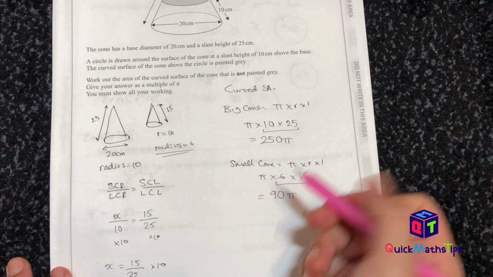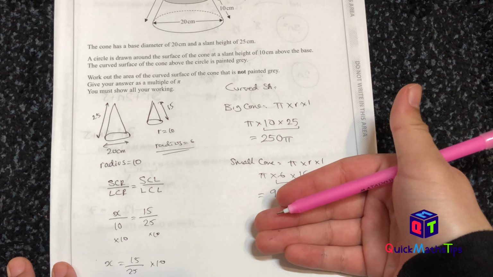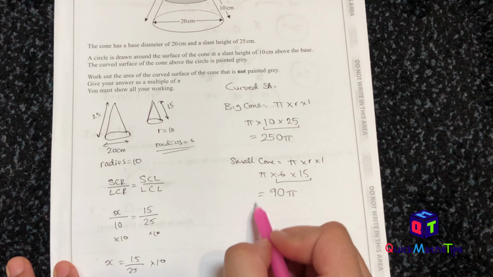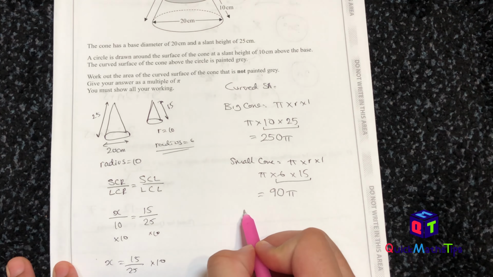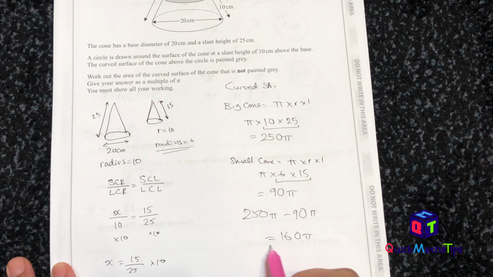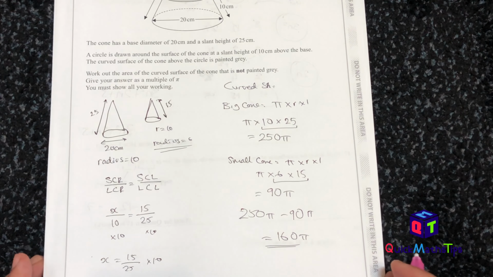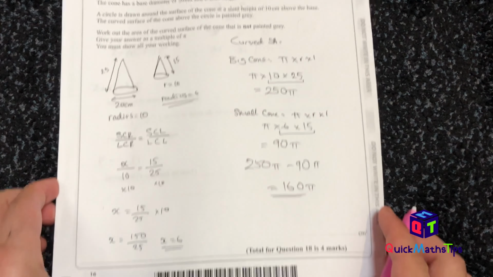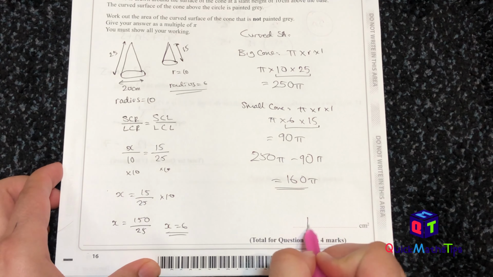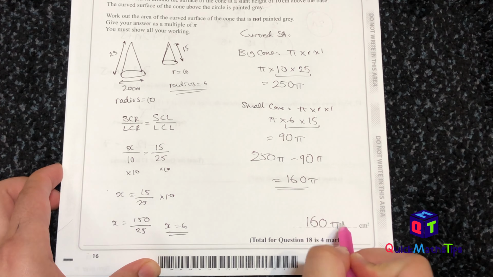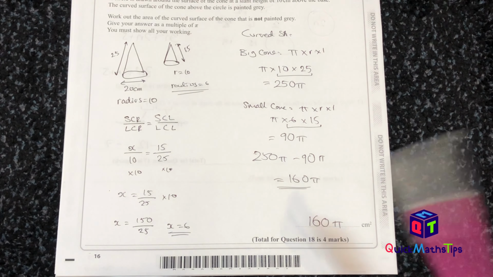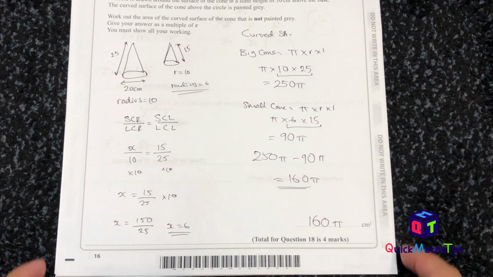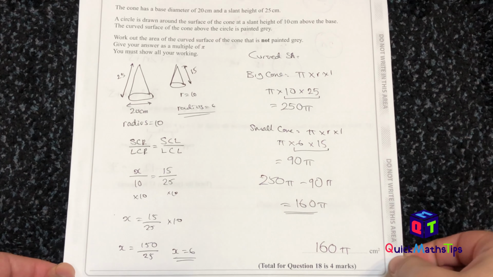Okay? Now again, I do the big cone, take away the small cone in order for me to work out the leftover area. So I'm going to do 250 pi, take away 90 pi. And I'm left with 160 pi. So the final area of the leftover bit, if I took away the top cone, is going to be 160 pi centimeters squared. And I have to leave my answer in terms of pi. You will lose marks if you don't. Okay? So this is going to be your final answer.